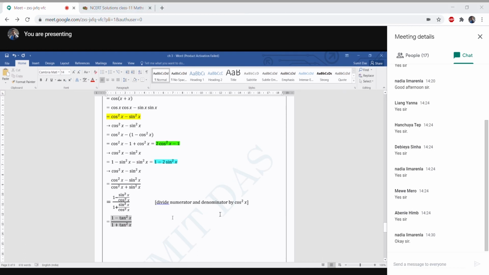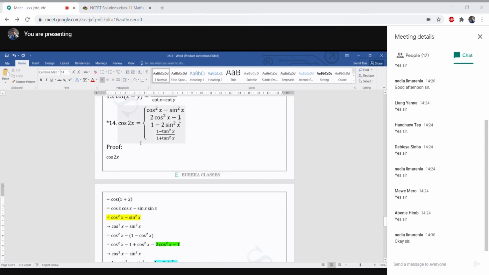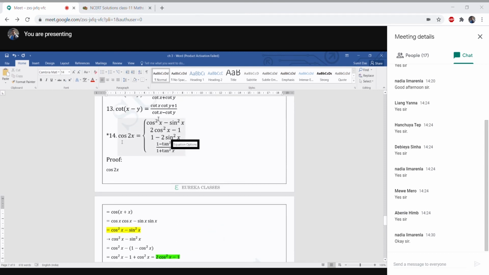So look, in one formula, there are four forms. That is, cos 2x is cos square x minus sin square x, 2 cos square x minus 1, 1 minus 2 sin square x, and 1 minus tan square x divided by 1 plus tan square x. Why are there four forms? When to use? We have to understand where and when to use this, when we can use the formula. Suppose in some problem we need to use the second, third, or fourth formula, that depends on the question. Okay.